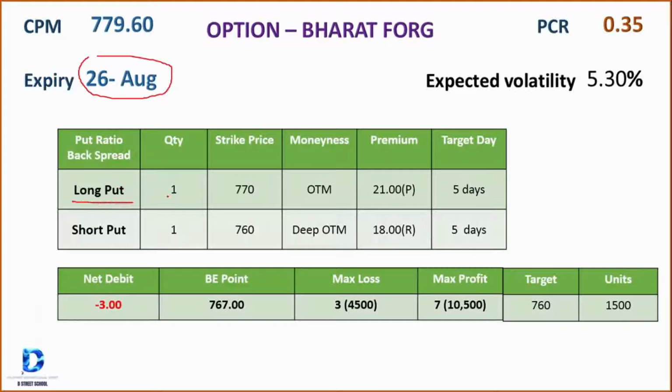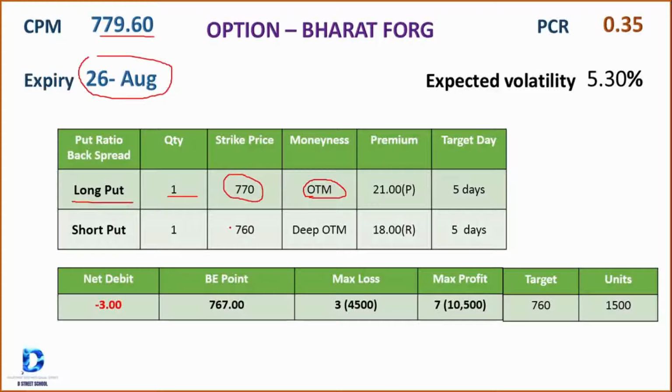Long put, the quantity would be 1. The strike price of the long put would be 770, which is out of the money, OTM. Our current market price is 779.60. So I'm initiating a long put at the strike price of 770, which is OTM, by paying a premium of 21 rupees.